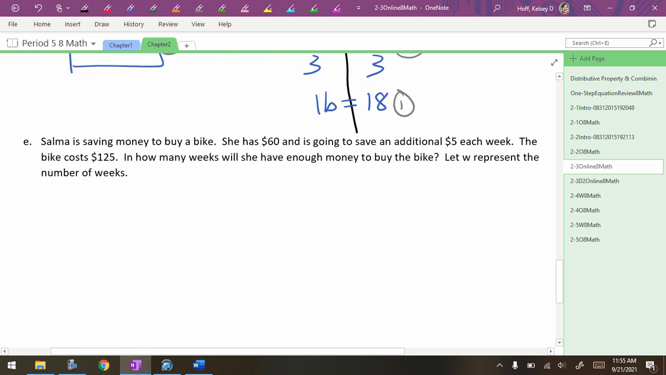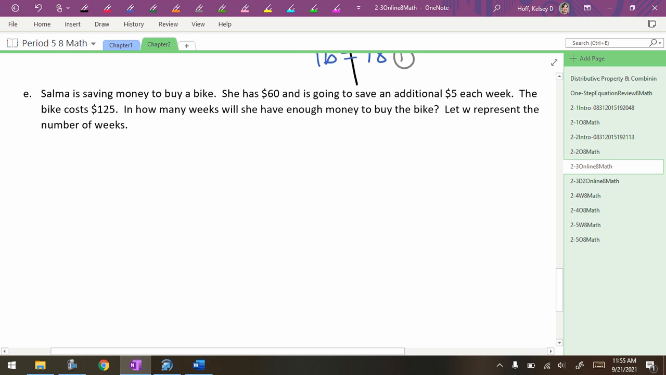Let's talk about Selma. Selma is saving money to buy a bike. She has $60 and is going to save an additional $5 each week. The bike costs $125. In how many weeks will she have enough money to buy the bike? Let W represent the number of weeks. So they already tell us W is going to be the number of weeks.